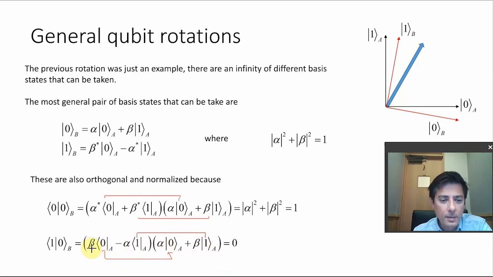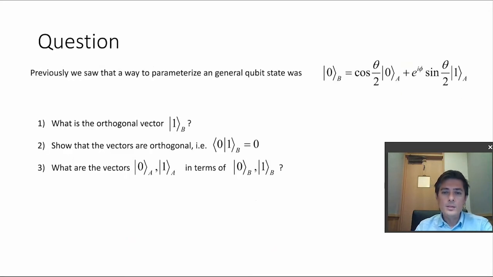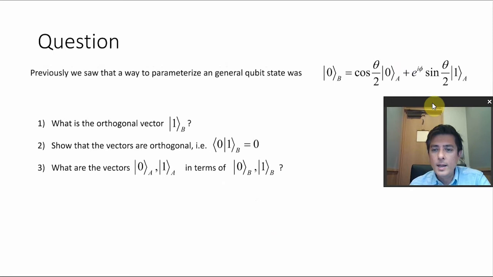So this term here gives beta alpha. So this is equal to beta alpha. And this term here gives minus alpha beta. Okay. And so that's obviously equal to 0. So these are always orthogonal. So that's a more general way of writing orthogonal vectors. So let's just do a simple example, just play around with this.